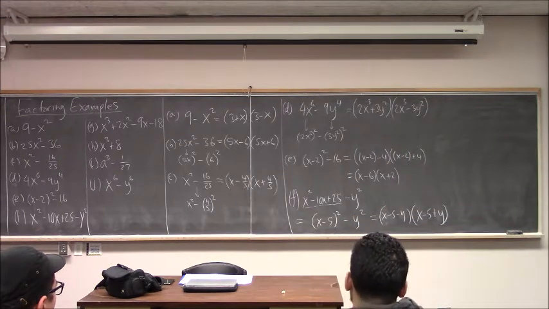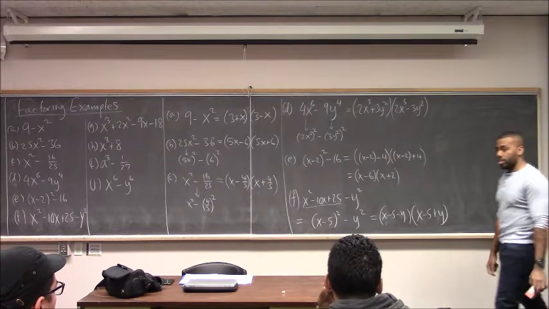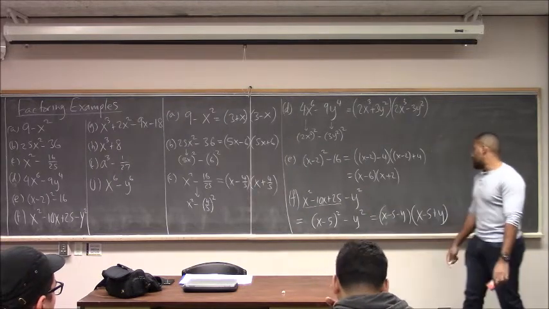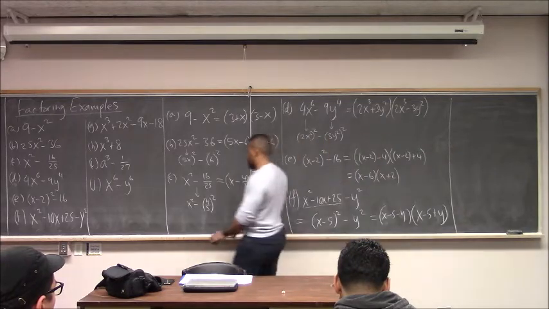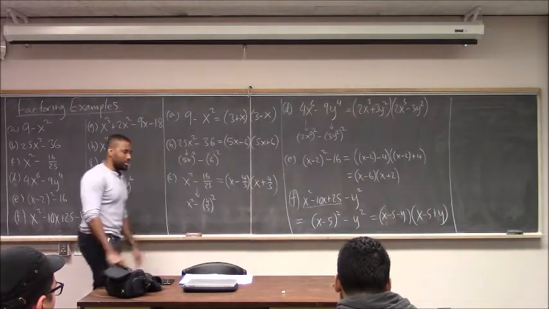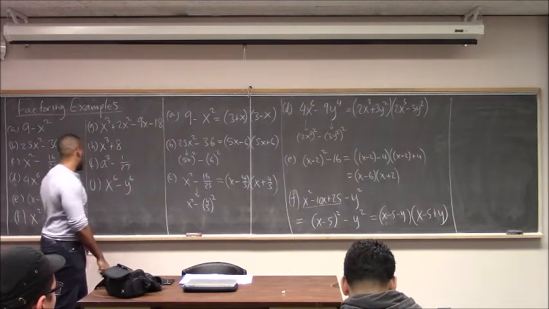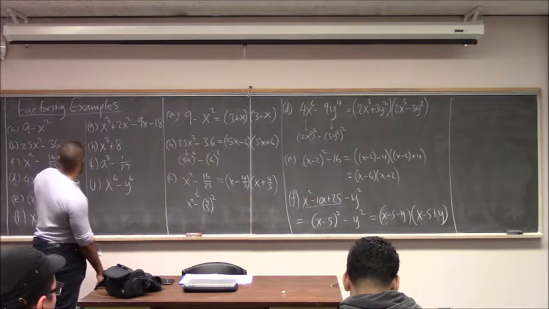The trick here was to realize that the first three terms are actually a perfect square, and then you end up with a difference of squares. So that was just a fake factor by grouping, to see if you really get factor by grouping. What about G?